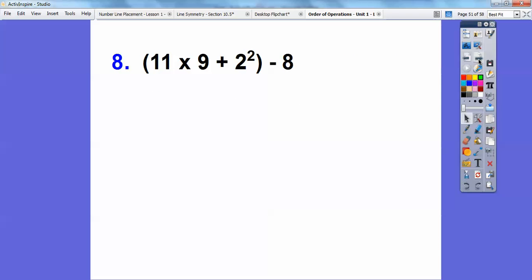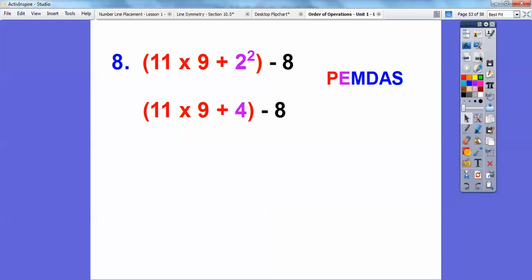Okay, one more of these guys. So 11 times 9 plus 2 squared minus 8. Go ahead and pause it and you try. Okay, the parentheses first. Now I got to do what's next. I got to do this exponent next. So let's do that, because parentheses, then it goes exponent. Now, exponent comes before the multiply. So I got to do the exponent next.